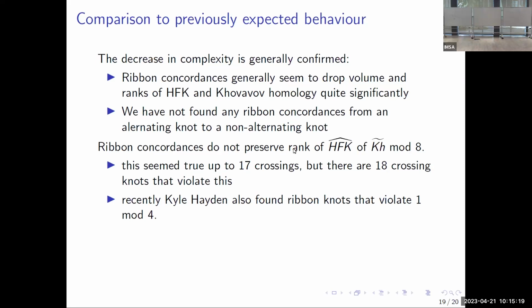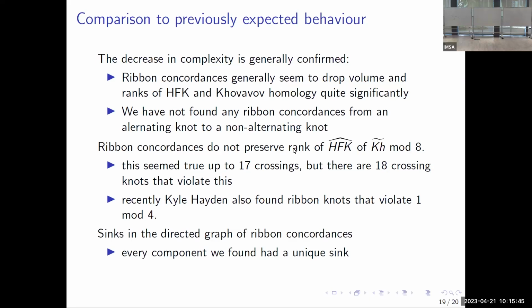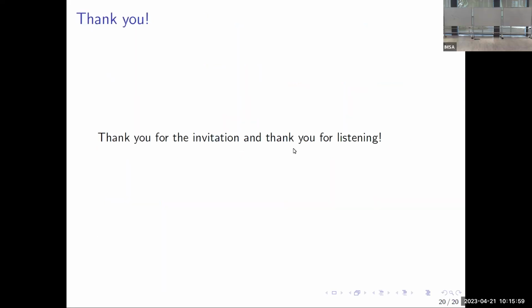So what this shows is that up to 17 crossings is not a lot, and in some sense neither is 19 crossings, because that's only 2 more than 17. So you don't necessarily expect this to hold, because 19 crossings is in some sense still very small. And as I mentioned earlier, another thing that confirmed previous expected behavior was that every component in this graph had a unique sink. Okay, I think I'll stop here. Thanks.